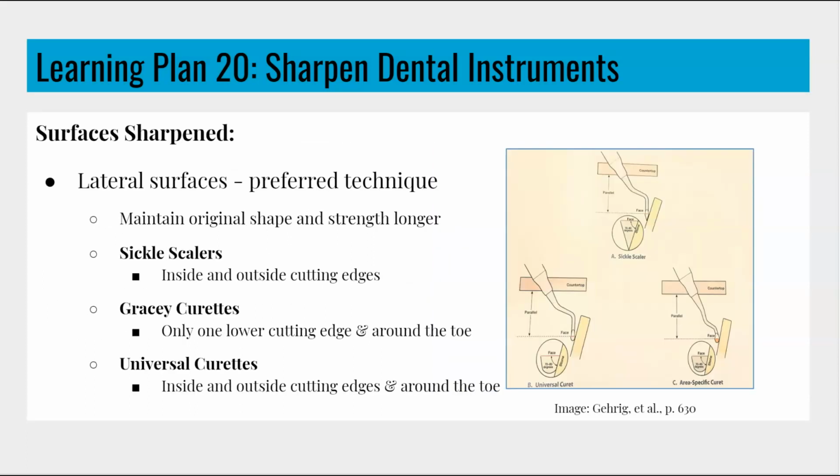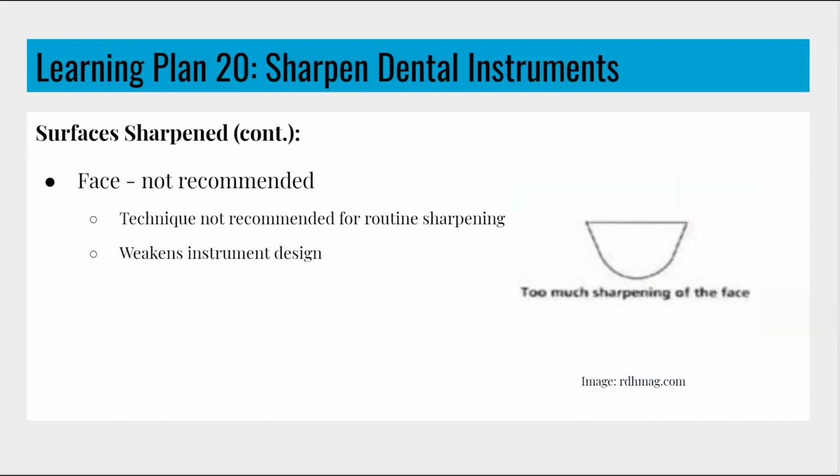Sharpening lateral surfaces of instruments is the preferred technique to maintain shape and strength for longer. Scalers and universal curettes have 4 cutting edges, inside and outside on each end of the instrument. Gracie or area-specific curettes have only 1 lower cutting edge on each end of the instrument. Sharpen around the toe of all curettes. Do not sharpen the face of the instrument routinely, as this will weaken instrument design. Sharpening the face is different than honing the face.